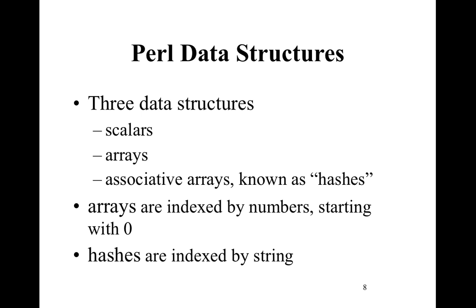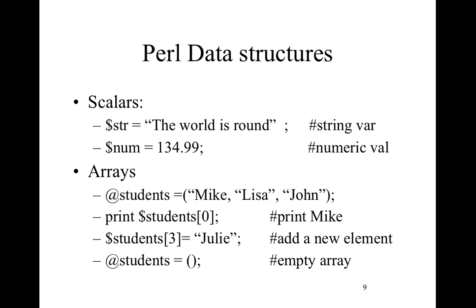So we have 3 data types. We have scalars, we have arrays and associative arrays, or hashes. So now we have dictionary lookups and hashes and stuff. Arrays are indexed by numbers, starting with 0. Our shell scripts normally start with 1, but it's okay. You don't necessarily need to know that. And hashes are indexed by string. So let's take a look at some examples here.